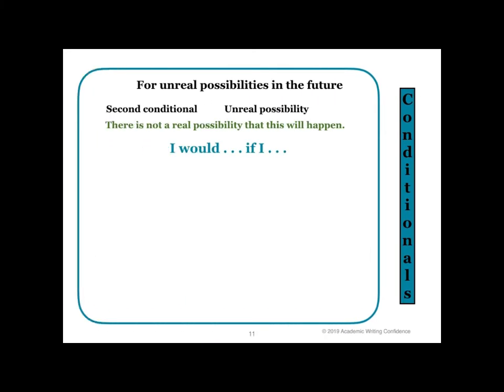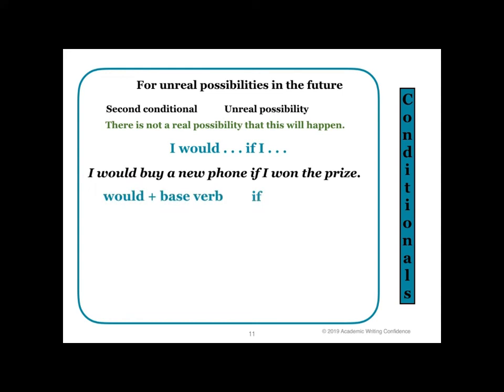Now, as with the first conditional, we can also write the second conditional in this pattern. I would something if I something. Now, in this case, our example sentence would look like this. I would buy a new phone if I won the prize. Here we begin the sentence with would plus the base verb, followed by if, and then the past simple. So our examples would look like this.